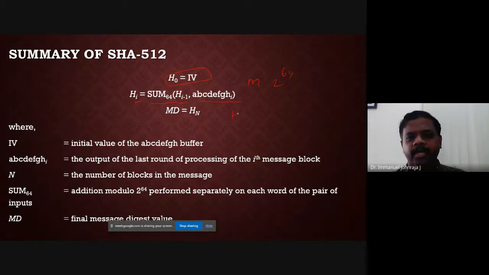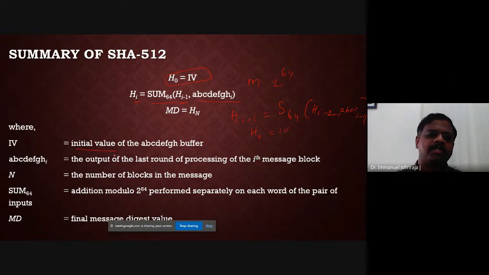In the same way, H(i-1) will be calculated as the sum modulo 2 power 64 of H(i-2) and the registers A B C D at i-1. Finally, if you backtrack, you will get H0, which is your initial value. IV stands for the initial value or initial vector. A B C D are these 8 registers of 64-bit size. N is the number of blocks in the message. Sum 64 is the addition modulo 2 power 64. Then MD is the message digest you calculate finally.